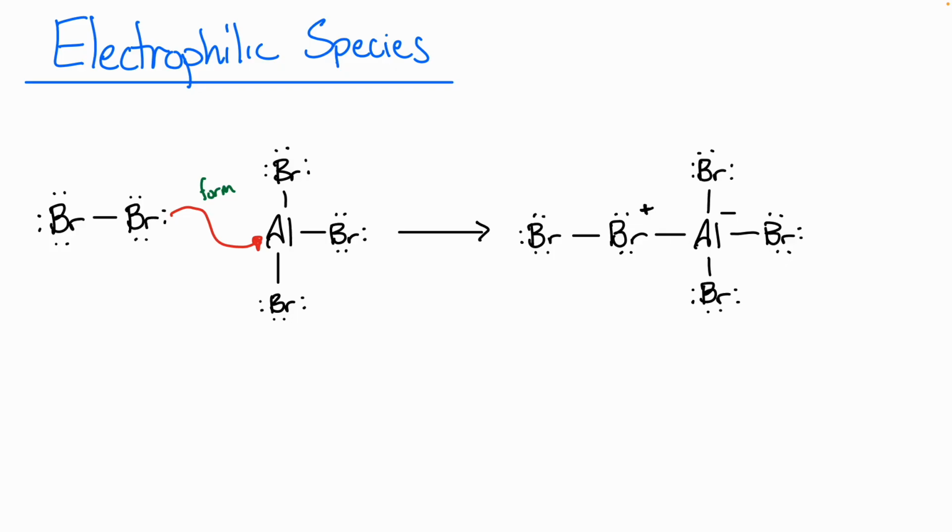Keep everything neutral, right? It turns out, and I wouldn't really expect you to know this because we didn't talk about the bonding patterns of aluminum, but you can convince yourself that it accepts this extra pair of electrons right here when it is neutral. It's going to get a negative charge. And this complex right here is what we call our electrophilic species, meaning it is the actual electrophile in our reaction.